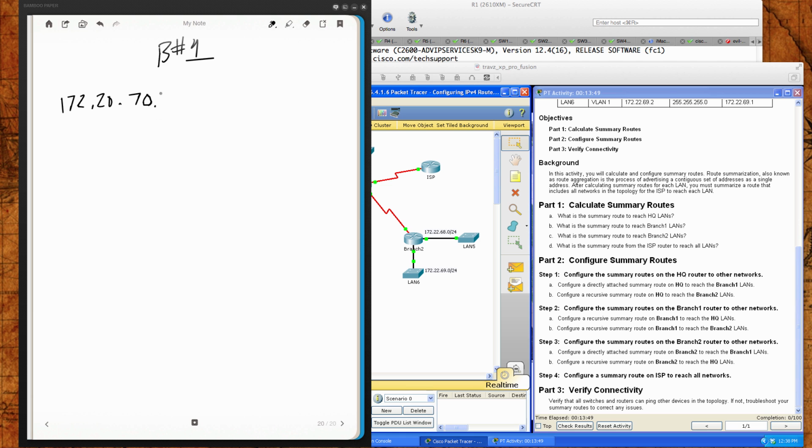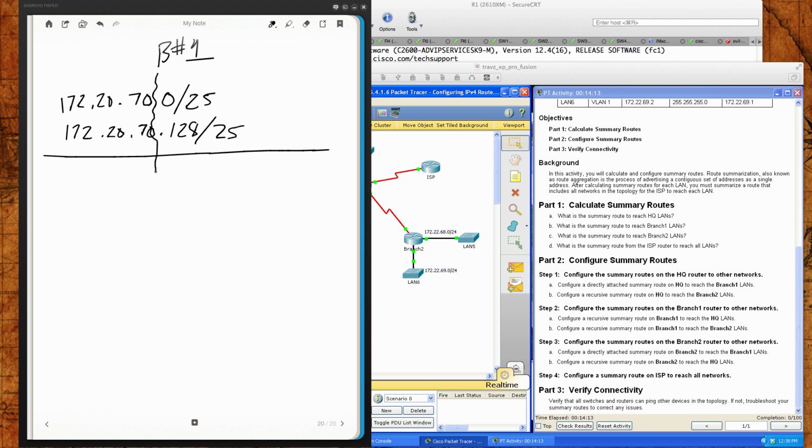172.20.70.0/25, and then we have a 172.20.70.128/25. And so these are our two subnets that we're going to try to summarize here. And we're taking a look at this and we can see all the way up to the 4th octet, everything is the same.